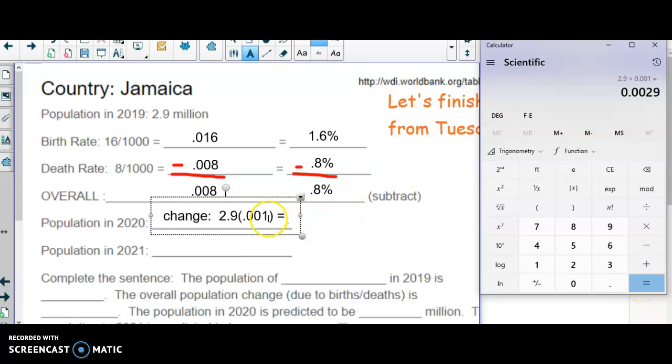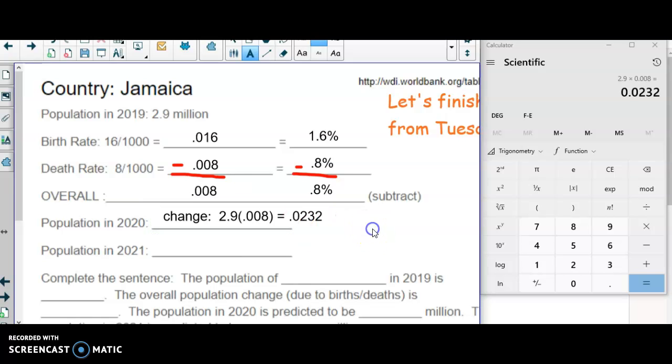Whoa, where's that 1 coming from? I'm making stuff up. I'm living in the past. It should be 8. Clear that out. 2.9 times 0.008. See how I was just making up that 0.1? That's nowhere on my paper. This is our overall rate of change right here, 0.008. 0.232. Okay, so over here we get that our change is 0.0232.